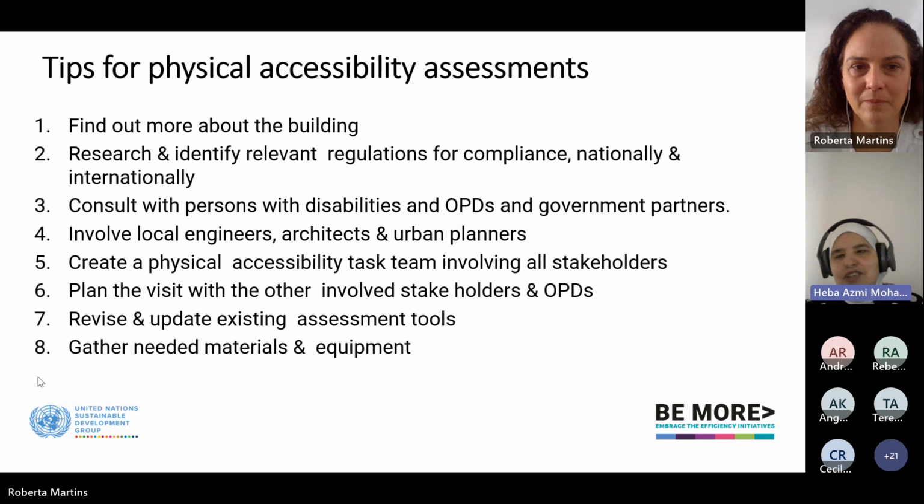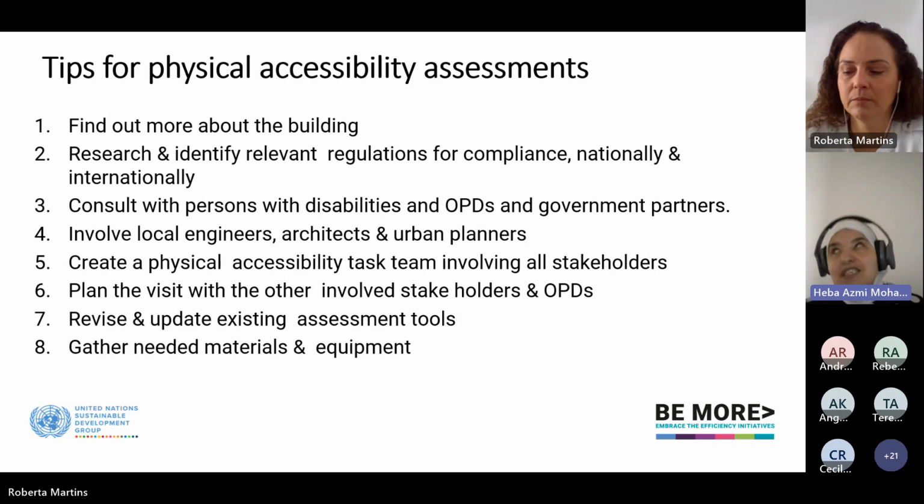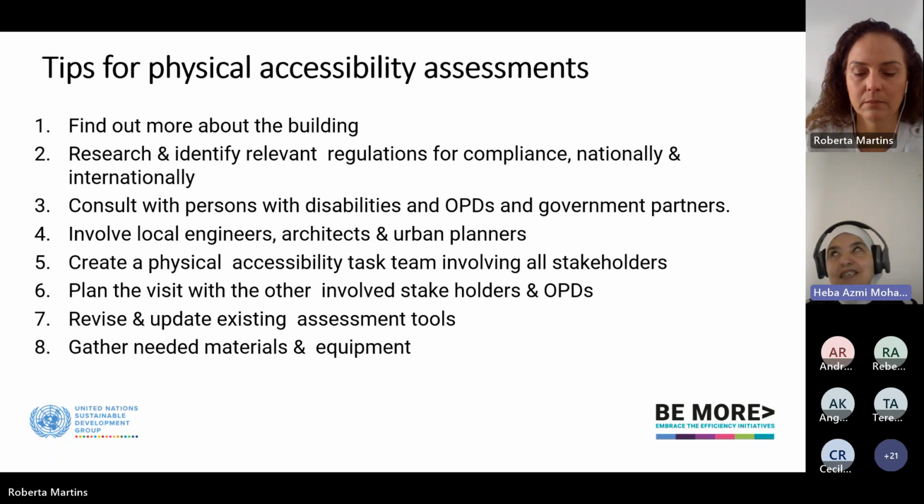Then we have to research and identify relevant regulations for compliance, nationally and internationally. Make use not only of international treaties like the CRPD, if you are working in a country office that has ratified or is a signatory of the CRPD. Make use of that as a way to reinforce or push forward physical accessibility. But also make use of national domestic laws if the country has such laws.